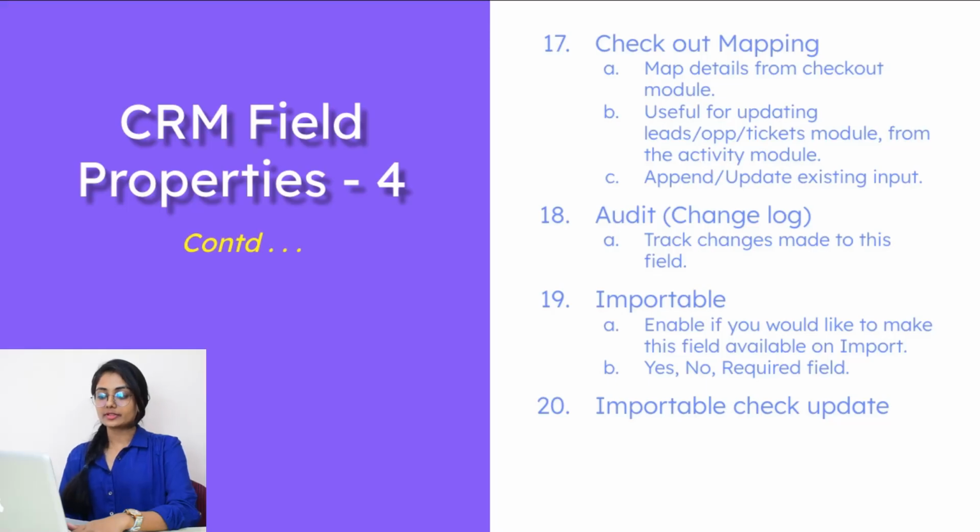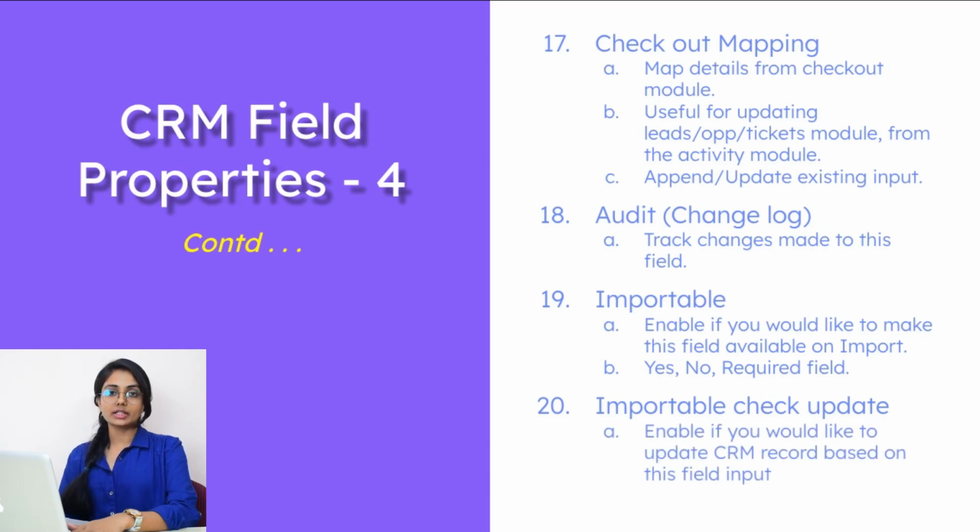Next property we have is importable check update. Importable check update means it will allow you to check for duplicates in the CRM while creating, as well as enable it to update. If I am uploading a list of records in CRM for the first time, for example, if I want to do a duplicate check, I have to see if any set of data with the combination of email and phone is already available in leads.